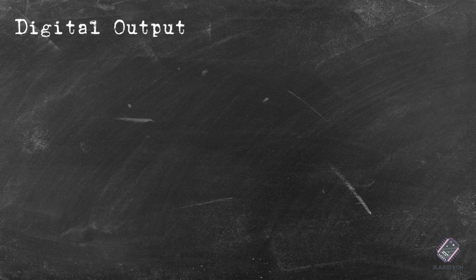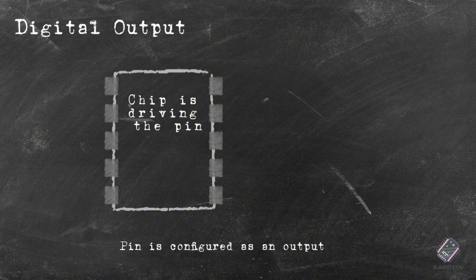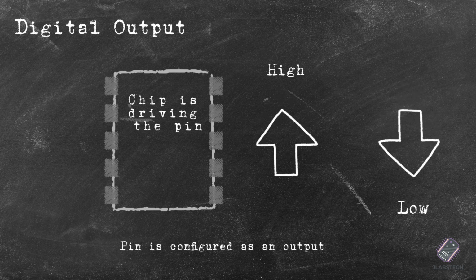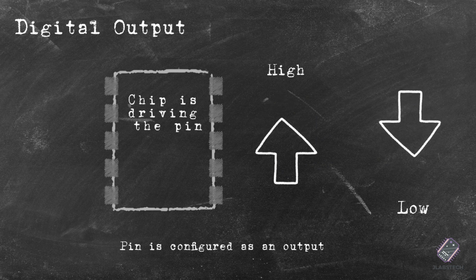Let's start with digital outputs. When a microcontroller pin is configured as an output, it means the chip is actively driving that pin either high or low. Think of it like a light switch in your house. When it's high, the pin pushes voltage out. When it's low, it pulls the voltage down to ground.